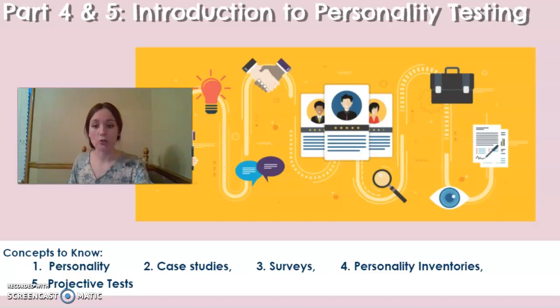A survey would be a method of collecting information or data on an individual or group of individuals where you have questions and then you have that individual report to you their answers to the questions. An example of a survey method would be a personality inventory. And a personality inventory is a self-report questionnaire.